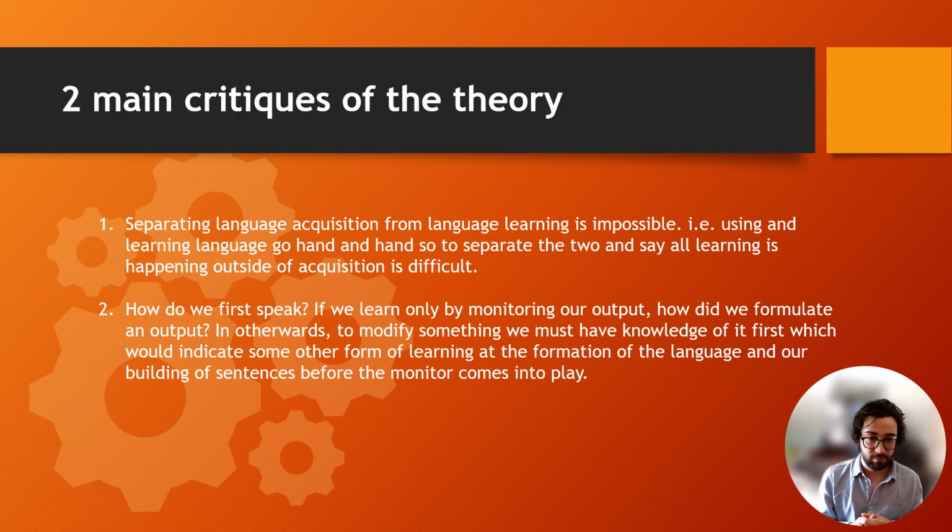The other big critique of this theory is how we speak first. It's similar to language acquisition, but a little different in that we need to first formulate a sentence. To monitor our output, to monitor what we are saying and correct ourselves, first we need to just create something, and it can't just be gibberish, because there has to be something to correct. It can't just be nonsense.